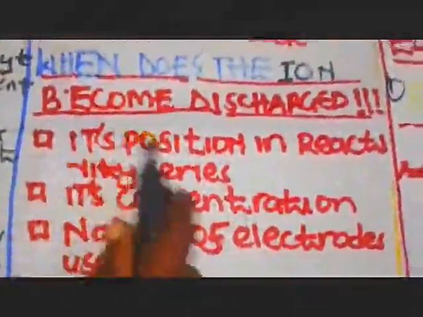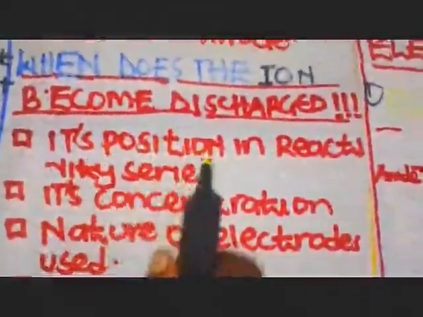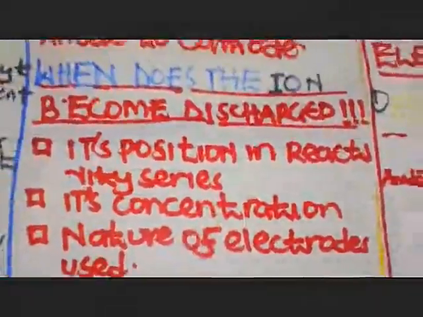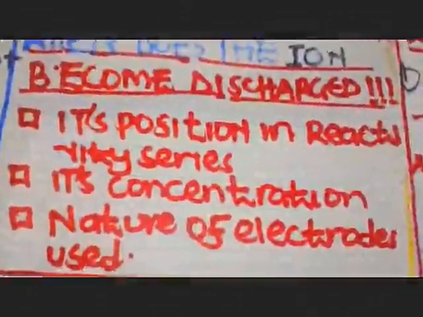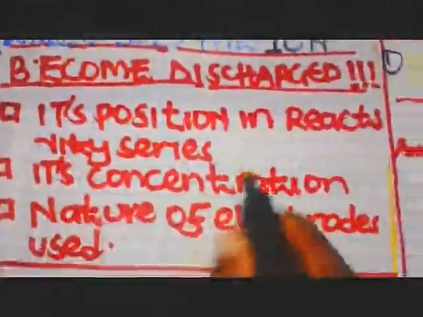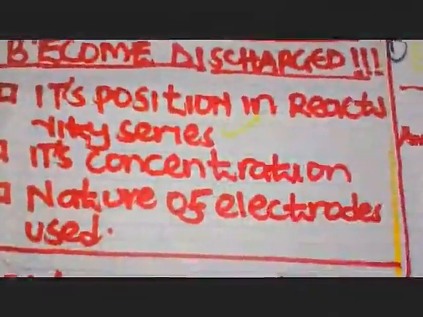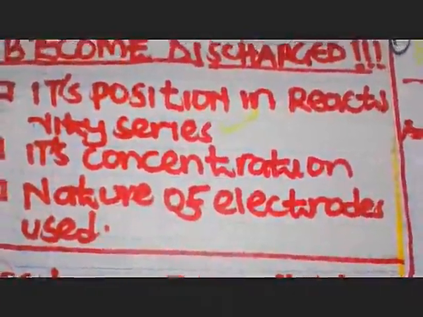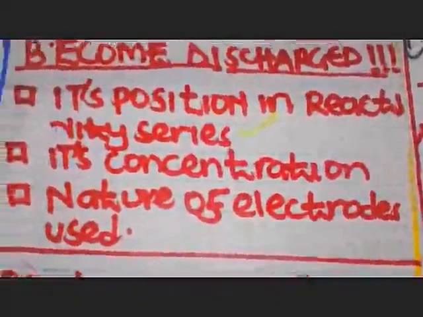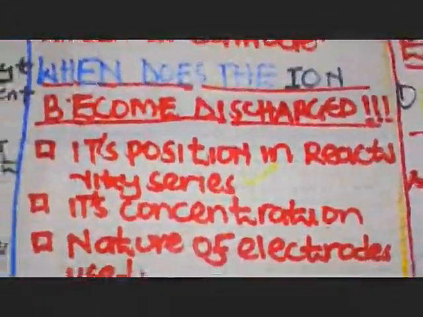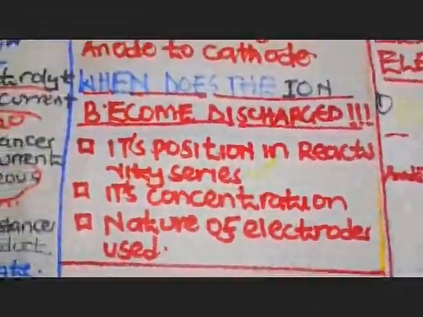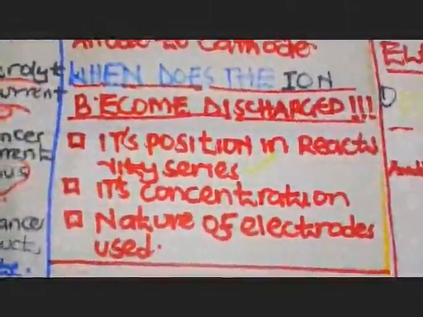Members, we are looking at the factors which can determine the discharge of an ion. One of them is the position of the ion in the reactivity series. If the ion appears lower, the chances of it being discharged are higher. But if it appears higher in the activity series, the chances of being discharged are lower. Let me give an example.